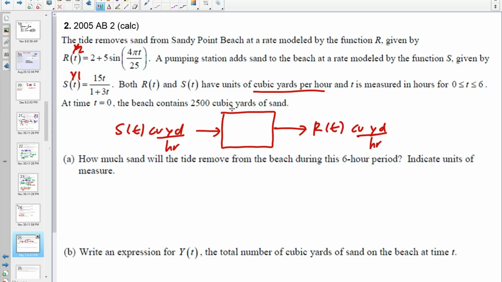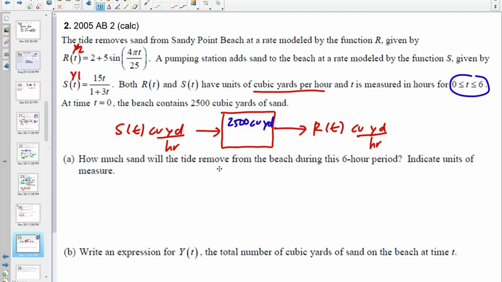The amount of sand in the beach right now is 2,500 cubic yards. Notice the blue is cubic yards. The red are our rates, so I cannot add the blue with the red. This right here is the amount of sand. But if I integrate the rate, I could get an amount going in, and if I integrate this rate, I would get the amount going out. And everything is between times 0 and 6, so I don't have to worry about these times starting at different limits.